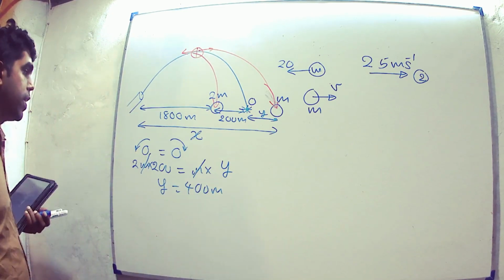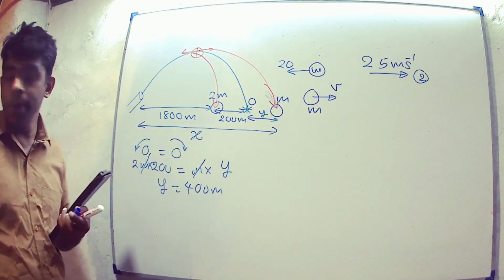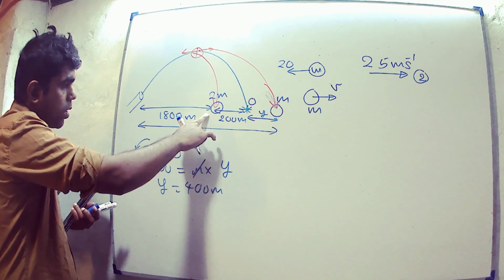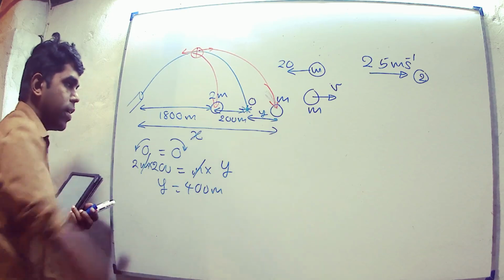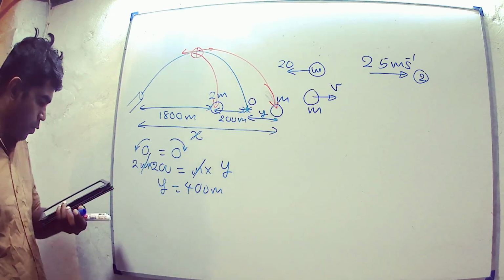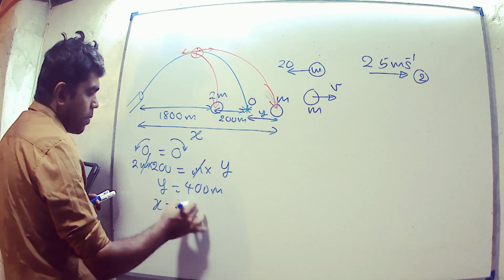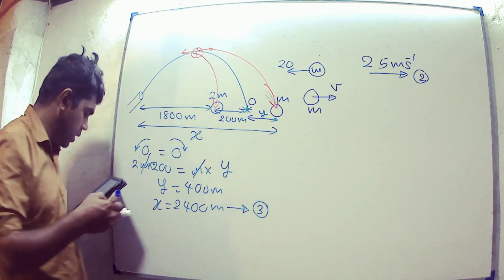Now we can get the distance from the gun to piece B: 1800 plus 200 plus 400, 2400 meters. The answer should be 3 for question number 33.